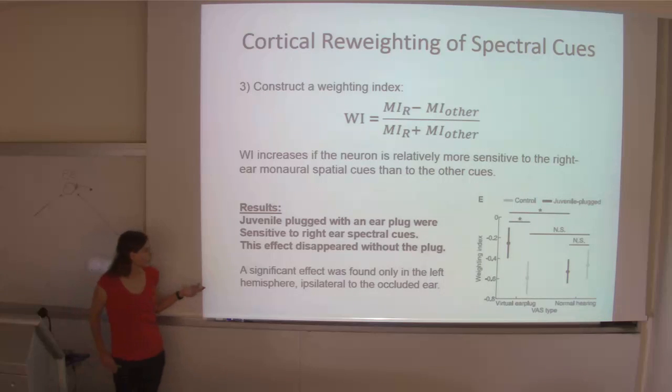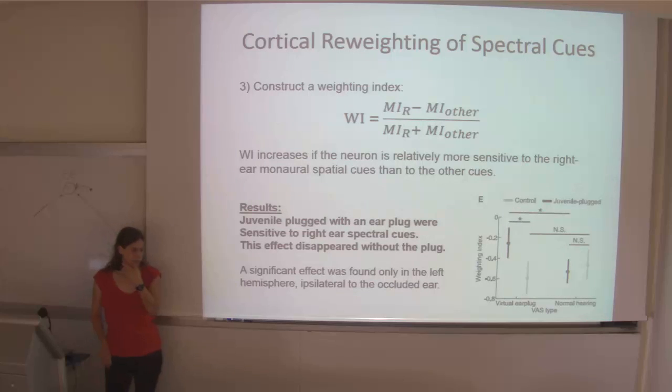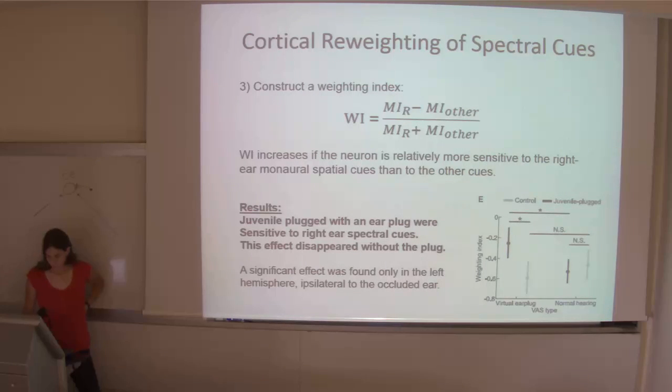And the significant effect was found only in the left hemisphere, which is ipsilateral to the plug, not in the right hemisphere, which can imply that there is a contralateral influence here. Because when they tested the left hemisphere, they found that with the plug, the neurons used their cues from the right ear, but when they did it in the right, they didn't find any difference. So maybe it wasn't using the cues from the right ear.